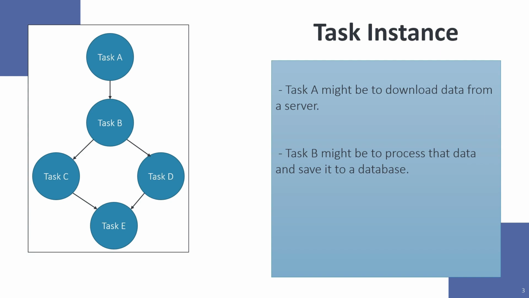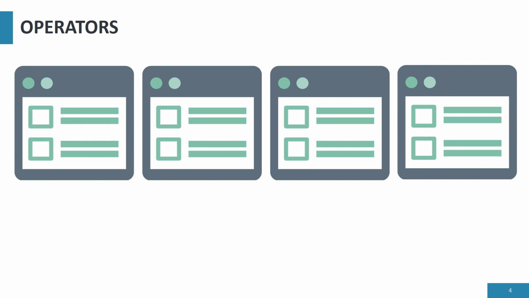The third component is operator. An operator in Airflow is like a specialized worker that knows how to do a specific task within a task instance. Think of it as a skilled team member who knows how to handle different types of work.